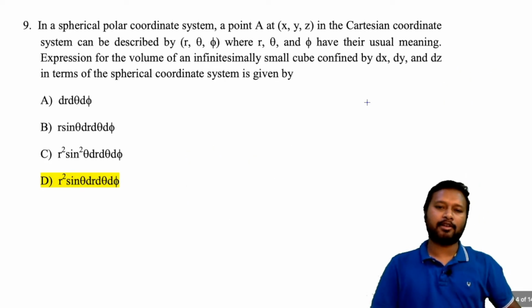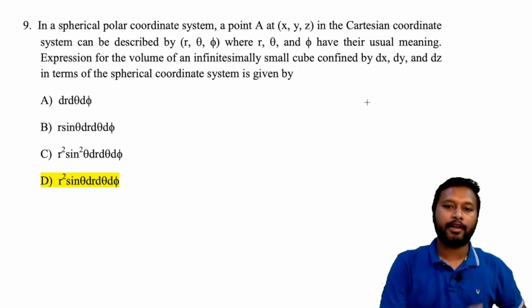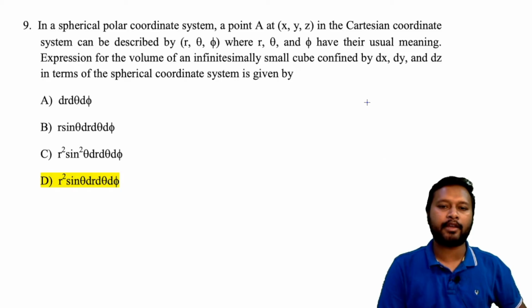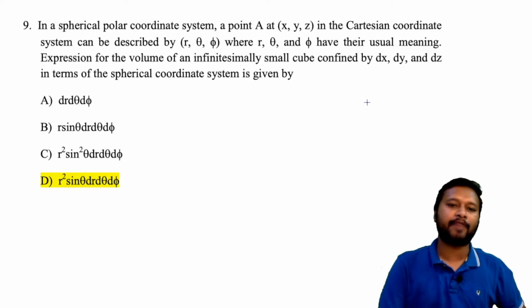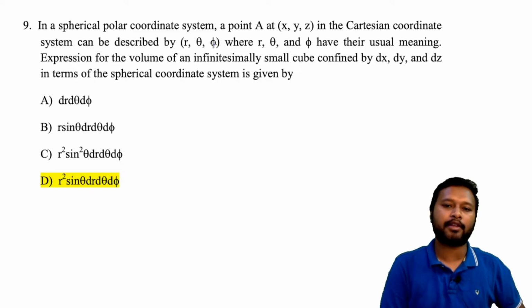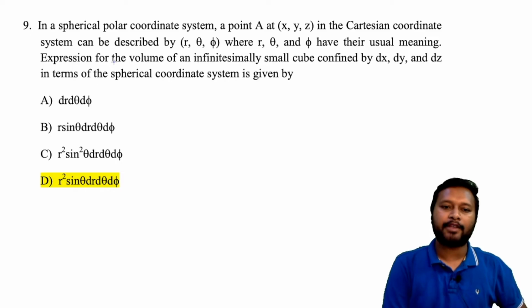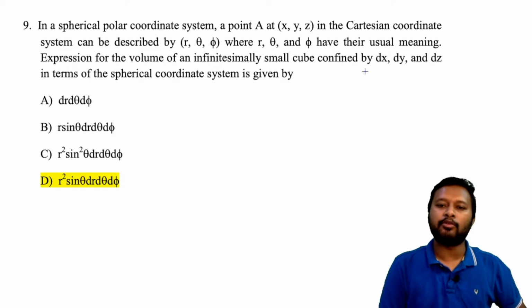Okay, here is an easy one. This is pretty simple. If you have done quantum mechanics, if you have done questions related to these types of problems like the hydrogen atom problem, then you can do this question very easily. It says that in a spherical polar coordinate system, a point A at x, y, z in the Cartesian coordinate system can be described as r, theta and phi, where r, theta and phi have their usual meanings. The expression for the volume of an infinitesimally small cube confined by dx, dy, dz in terms of the spherical coordinate system is given by.